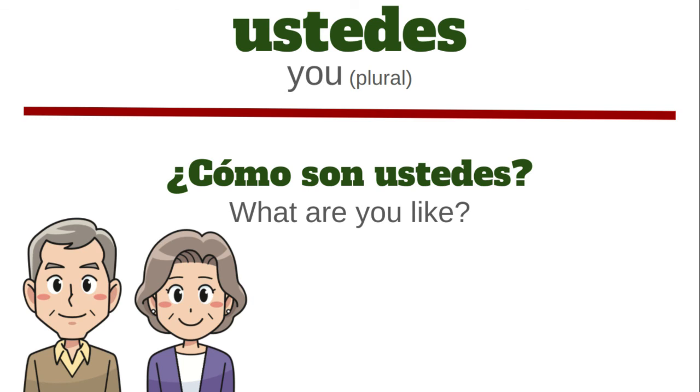If we're talking to a group of people, then we'll use the pronoun ustedes, the plural form of you. And this is where we might use vosotros if we were in Spain, if we were talking to people that we know well or who are younger than us. But we can see in the picture these people are gray-haired. They're probably older than us, and we're going to show a little bit more respect to them by using the ustedes form. ¿Cómo son ustedes? What are you like?